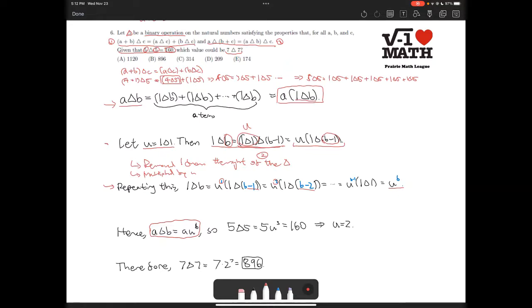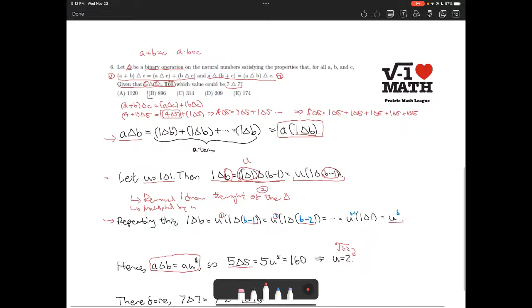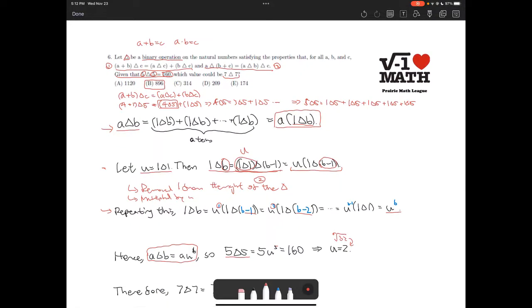By applying 5 triangle 5, we see that 5 times u to the power of 5 is equal to 160. So u to the power of 5 is 32. So u is equal to the 5th root of 32, which is just 2. Therefore, we can plug this back in. 7 triangle 7 is 7 times 2 to the power of 7, which is 896. So our final answer is B. Thank you for watching.